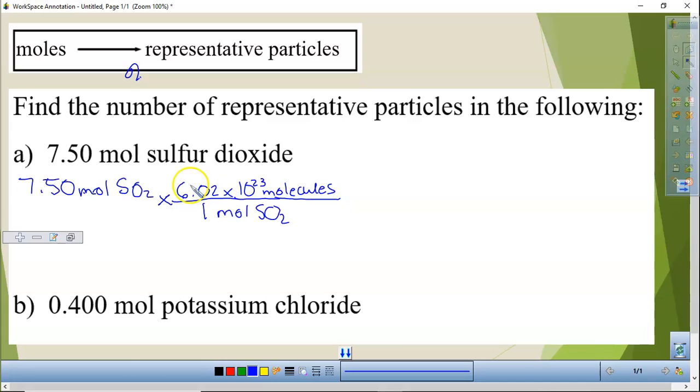Okay, so 7.50, I disco down my unit so I know where to go. I put Avogadro's number of particles on top, 1 mole on bottom. Okay, I'm going from moles to particles. I cancel my units. Okay, I'm left with molecules. I've got the representative particles that I'm looking for on top. So I stop and I do a little bit of math. I multiply 7.50 times 6.02 times 10 to the 23rd.